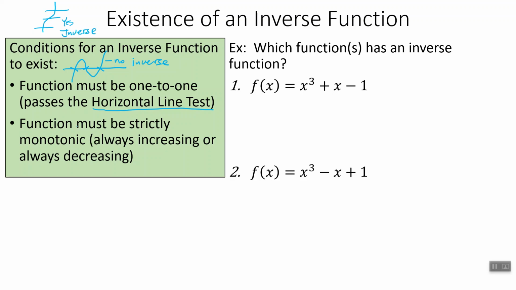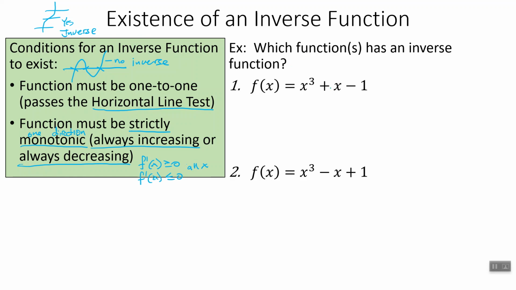All right, so some other things about this: in order to pass this horizontal line test, the function must be strictly monotonic. Mono meaning one, tonic meaning direction. As in, it's always increasing or it's always decreasing. And this is where the calculus comes in. So this means the derivative has got to be greater than or equal to 0, or the derivative has always got to be less than or equal to 0 for all x.